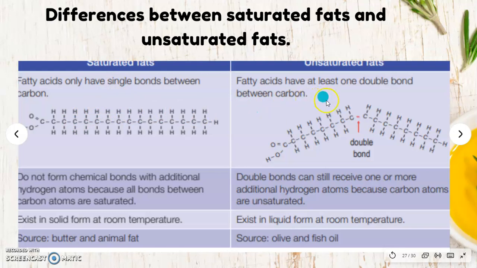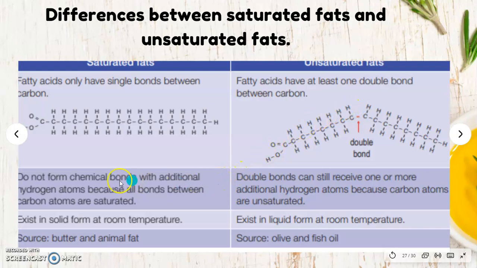While in unsaturated fats, the fatty acid has at least one double bond between the carbons. Here, this refers to the double bond between the carbons in the fatty acid. That refers to the unsaturated fat.